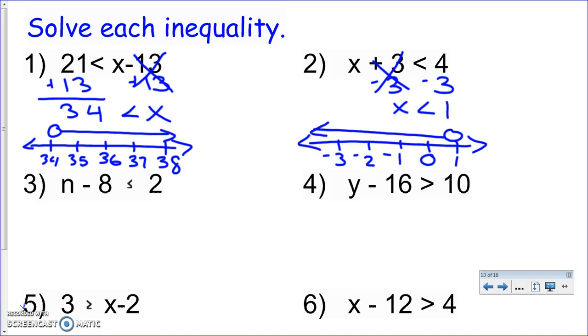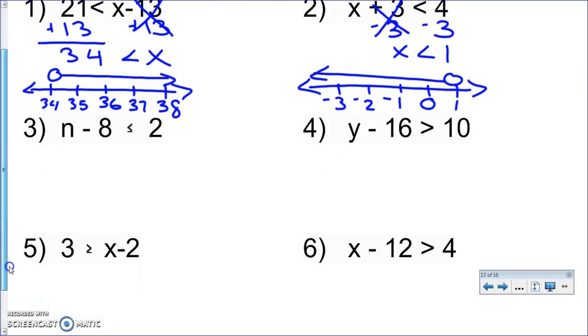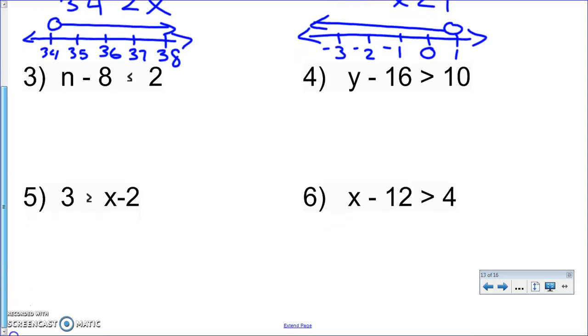And because x is less than 1, the arrow goes to the left, and because it's not equal to, the circle is open. For 3, we have n minus 8 is less than or equal to 2. So to get n by itself, we're going to add 8 to both sides. So now we have n is less than or equal to 10. So now we're going to draw the number line and graph it.